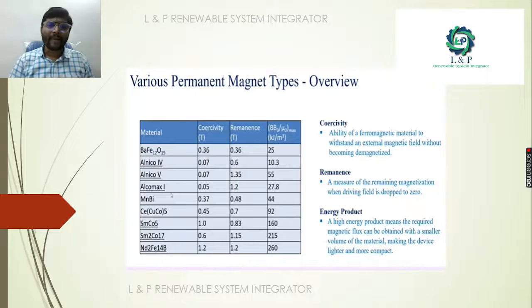When we get into the various permanent magnets, based on the coercivity, remanence, and the energy product, we have many materials available in the market. All these materials we can use for creating the permanent magnets.